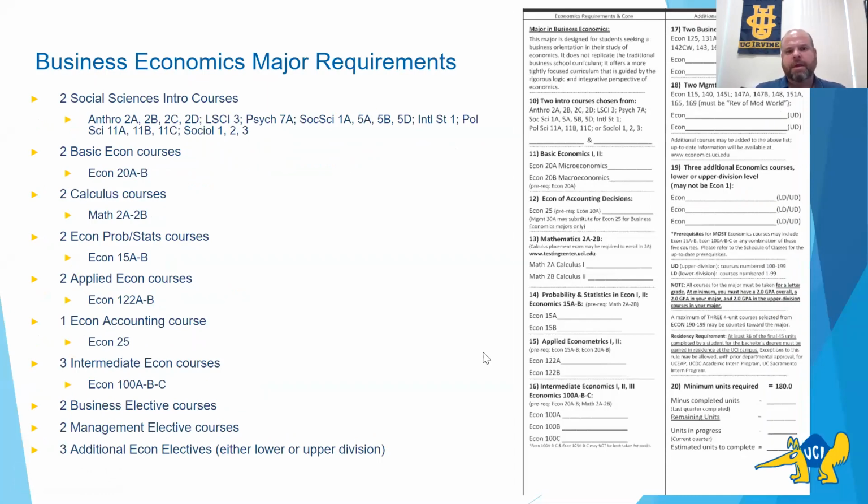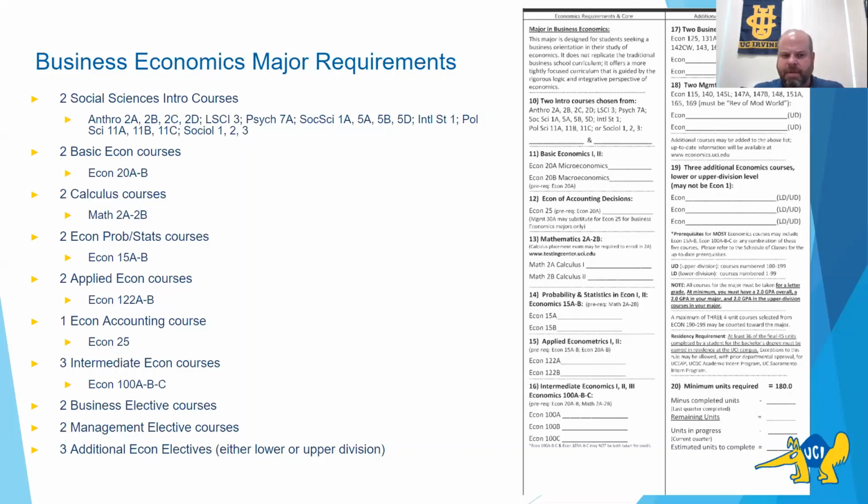All right, so our business economics major requirements are very similar. What really separates the econ and the biz econ major is the addition of what we call econometrics. You have to take one additional econometrics course. Plus, there is an accounting course that is required for a business econ major, which is Econ 25. And then we also have specific business econ electives and management econ electives that you have to take from selective choices of courses as well.